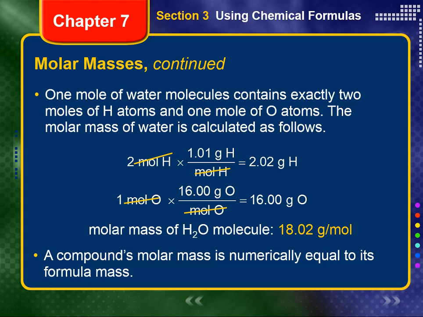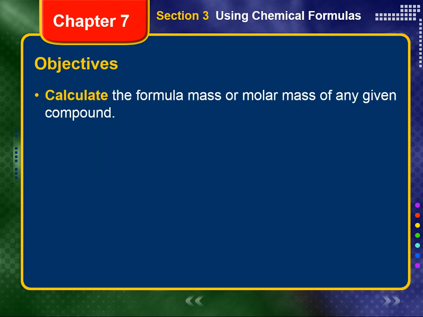For instance, in sample problem 7-6 on page 222 of your text, the formula mass of KClO3 was found to be 122.55 AMU. Therefore, because molar mass is numerically equal to formula mass, we know that the molar mass of KClO3 is 122.55 grams per mole. At this point, you should be able to calculate the formula mass or molar mass of any given compound.